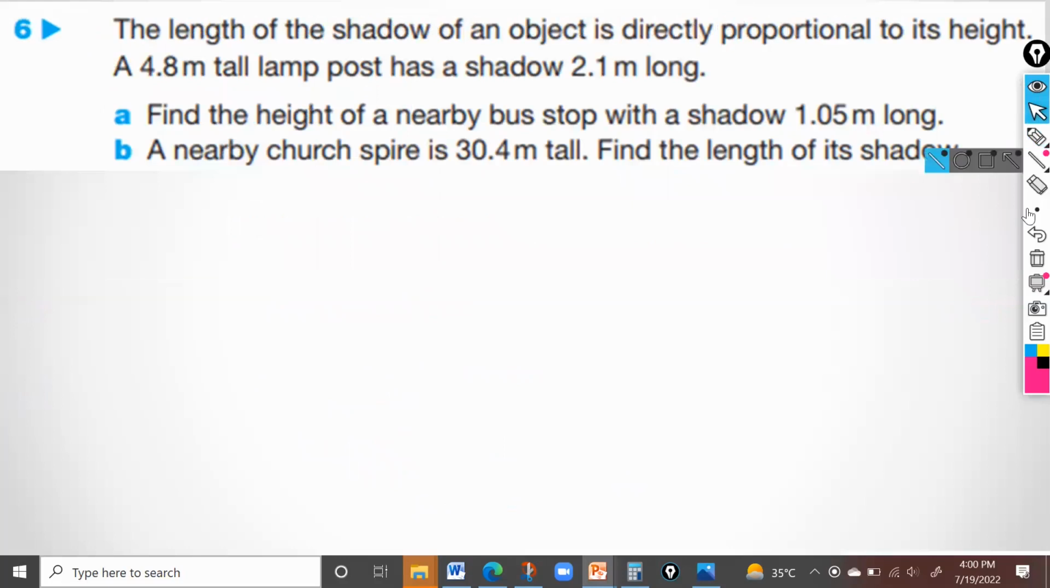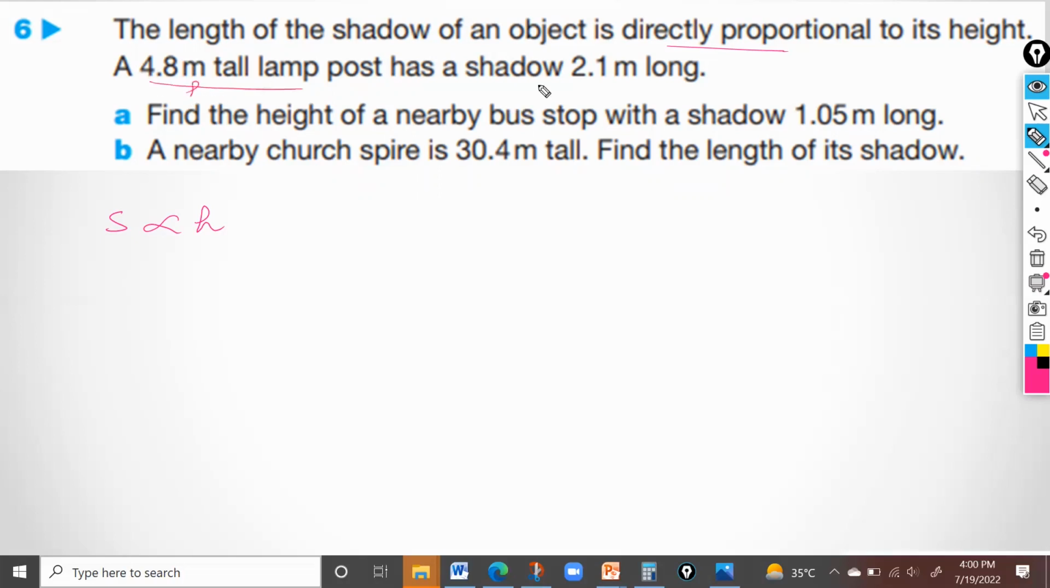Now question number 6. The length of a shadow of an object is directly proportional to its height. So shadow and height are directly proportional. Shadow is directly proportional to the height. They say a 4.8 meters tall lamp. This one is the height. And the shadow is 2.1 meters long.